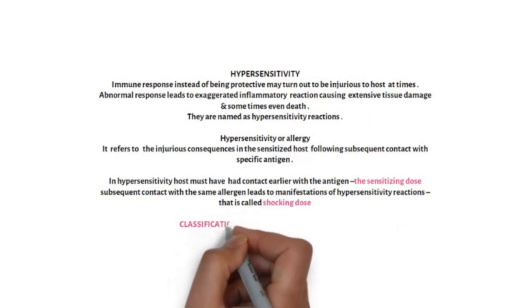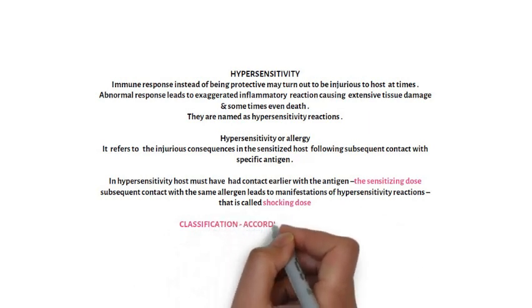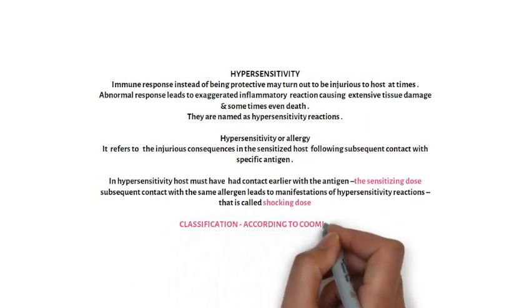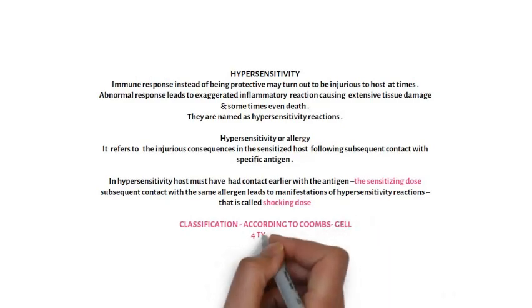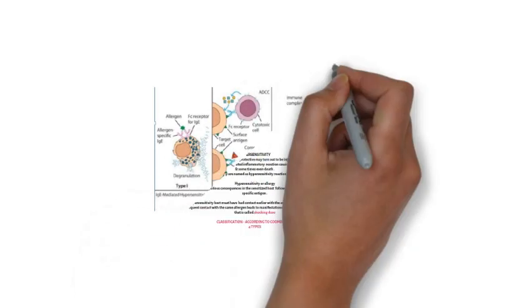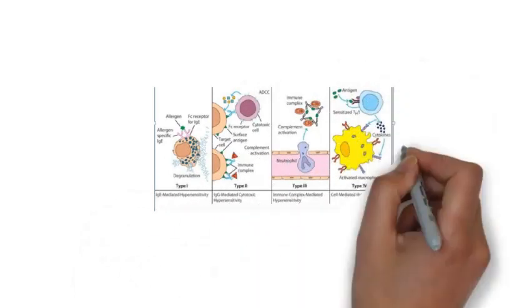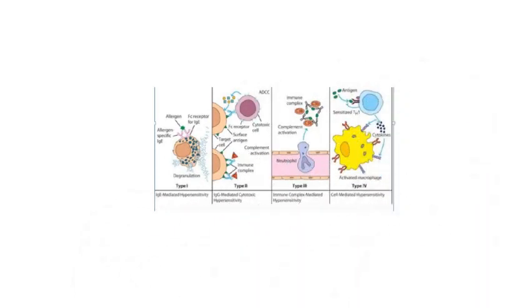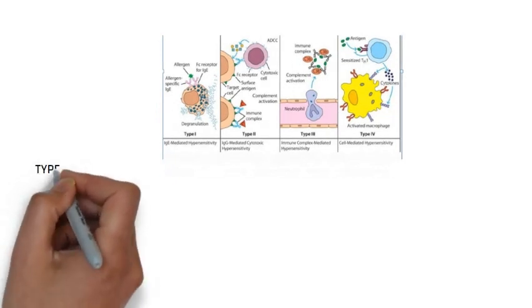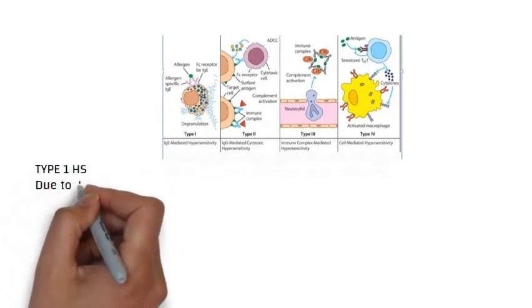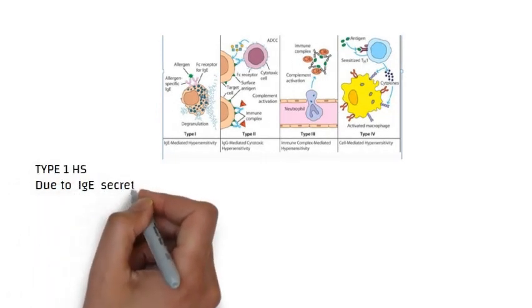Gell and Coombs classified hypersensitivity reaction into 4 types. Type 1: immunoglobulin E mediated. Type 2: immunoglobulin G, rarely IgM mediated. Type 3: immune complex mediated. Type 4: delayed type hypersensitivity reaction.